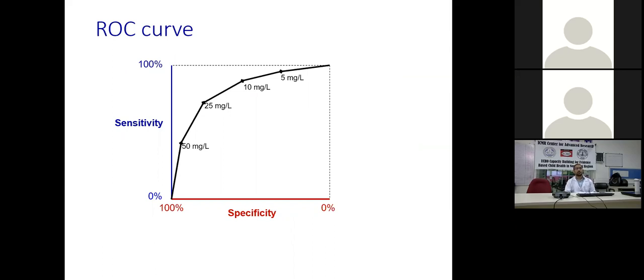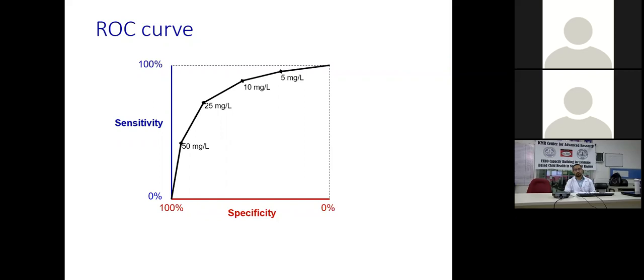You express this in the form of an ROC curve. What is an ROC curve? An ROC curve is a plot of sensitivity on the vertical axis and 1 minus specificity on the horizontal axis. So instead of 1 minus specificity, you can write it as specificity, but you can flip the axis by 180 degrees so that you have 0% on the right side and 100% on the left side. If it was 1 minus specificity, then 0 would have been on the left side and 100% on the right side.